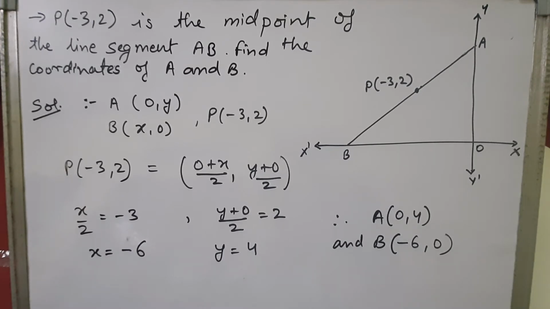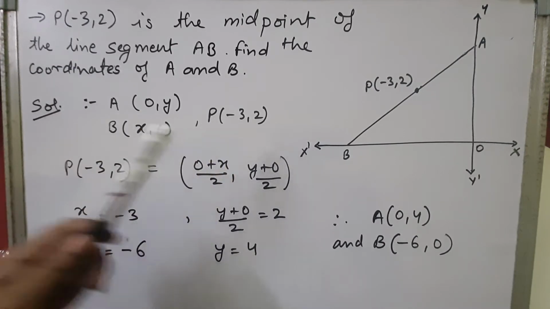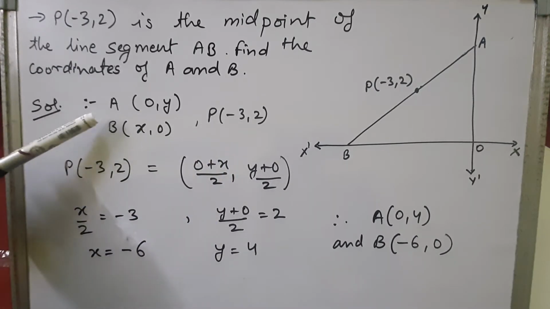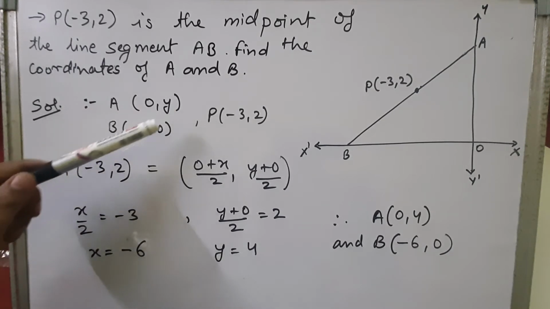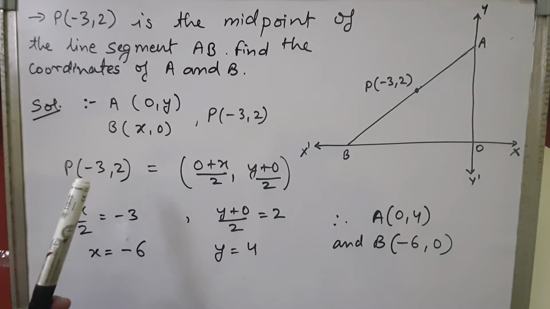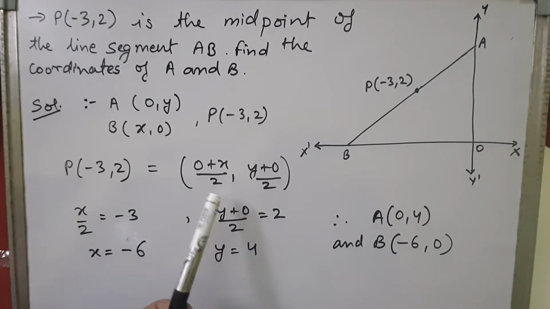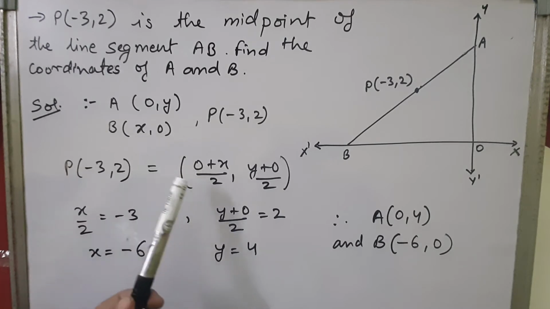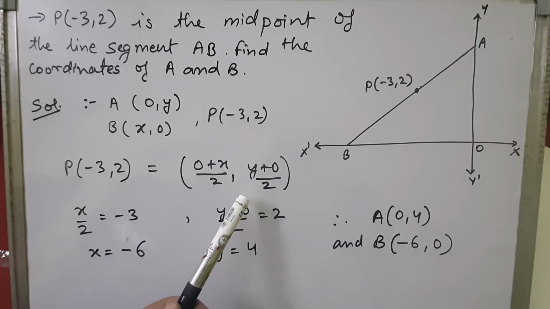So the coordinates of A we can assume as (0, y), and the coordinates of B we can assume as (x, 0). And P(-3, 2) is the midpoint of AB. So when we apply the midpoint formula, which is x1 plus x2 upon 2 and y1 plus y2 upon 2, we get P(-3, 2) equals (0 plus x upon 2, y plus 0 upon 2). Here 0 is x1, x2 is x, y1 is y and y2 is 0.